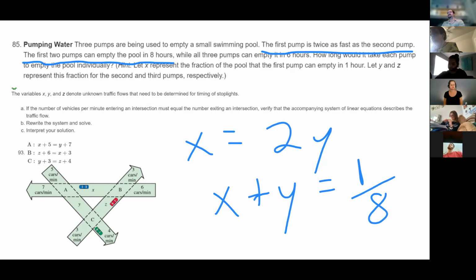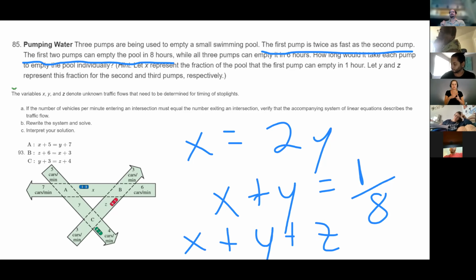All three pumps will empty it in 6 hours. What does that look like? X plus Y plus Z equals 1/6. Oh, that's exactly it. So now we did two pumps in 8 hours: X plus Y equals 1/8. Now we do all three in 6 hours, and all three pumps is X plus Y plus Z. And this is equal to? You said it already, right? 1/6.